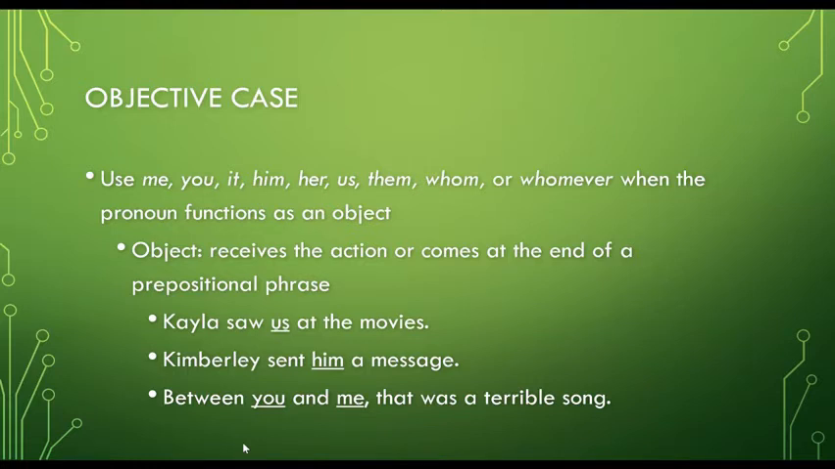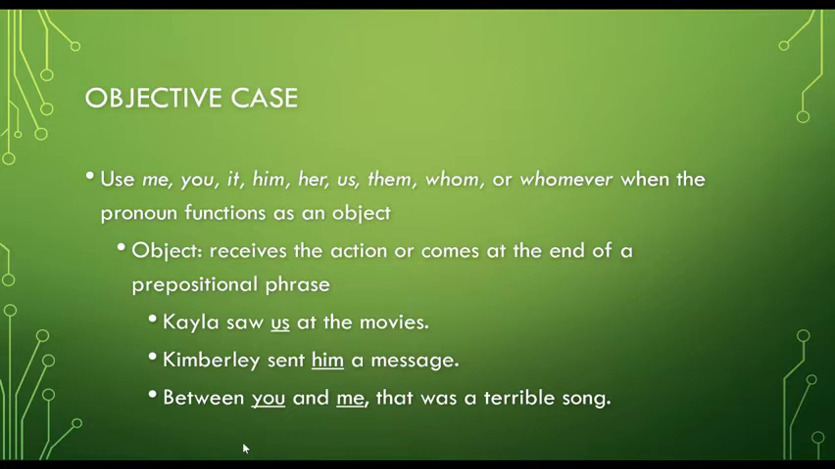"Kayla saw us at the movies." The reason we use us there instead of we is because I find the verb "saw." Who or what is performing that action? That's Kayla. Kayla is the subject. Us is receiving the action. Who was seen? It was us.